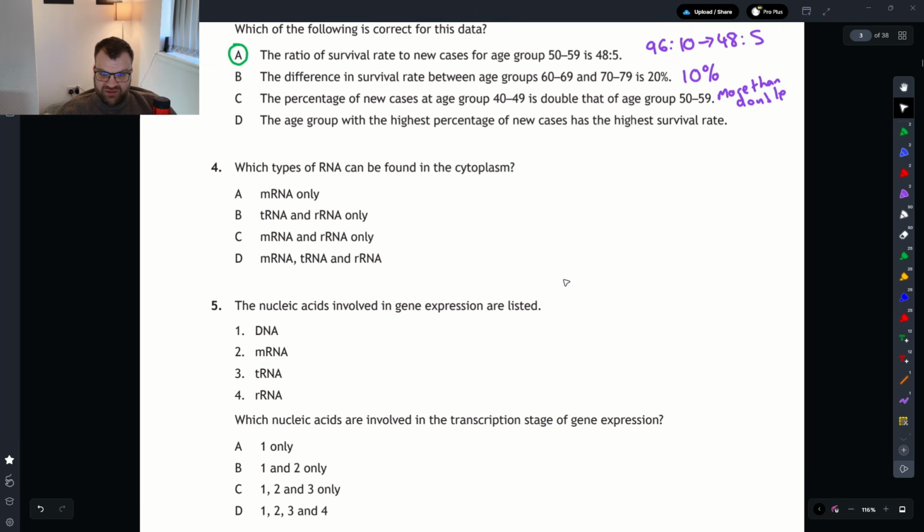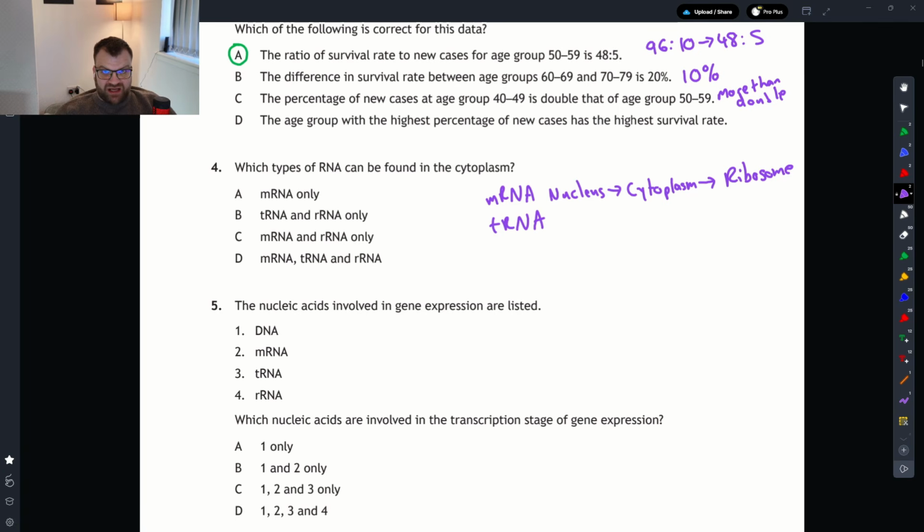Moving on, what type of RNA can be found in the cytoplasm? Okay, let's go through the job. So mRNA carries the copy of the DNA code from the nucleus to the ribosome. tRNA is carrying the specific amino acids from the cytoplasm to the ribosome for them to get joined together. The rRNA is part of the ribosome, and ribosomes are found in the cytoplasm. So I'm going to say it's that one.